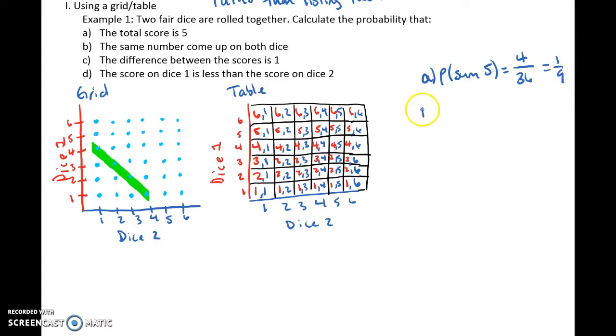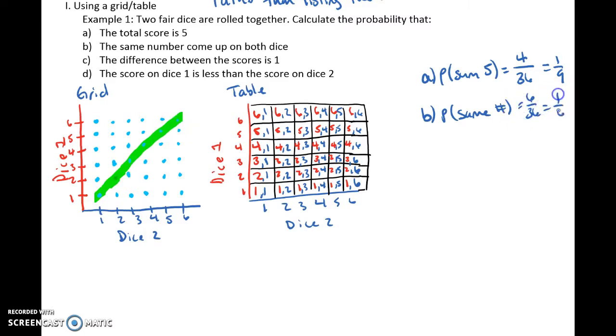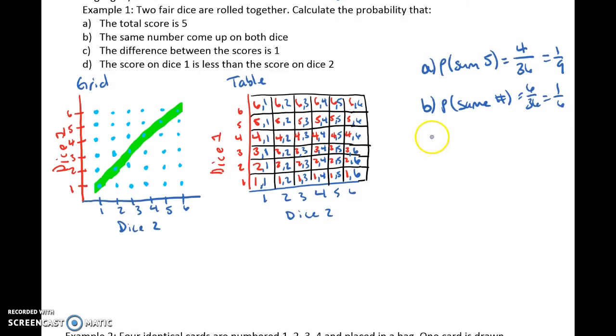Okay, part B, let me erase my highlight. What's the probability that we get the same number? So same number, again, you can look right across on the table. It's 1, 1, 2, 2, 3, 3, 4, 4, so right along the diagonal. Similarly, on the dots, right along that diagonal, 1, 1, 2, 2, 3, 3, 4, 4, 5, 5, 6, 6. And we get 1, 2, 3, 4, 5, 6 possibilities out of 36. So again, hopefully a visual way of seeing your possible outcomes.